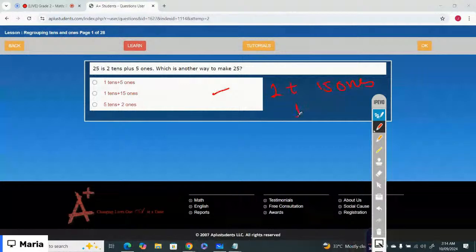When you add 1 tens and 15 ones, 5 and 1 plus 1 makes 2. So that is 25, because this 1 is also at the tens position, right? You add ones to ones and tens to tens. So when you add them, they make 25. Option number 2 is the correct option.